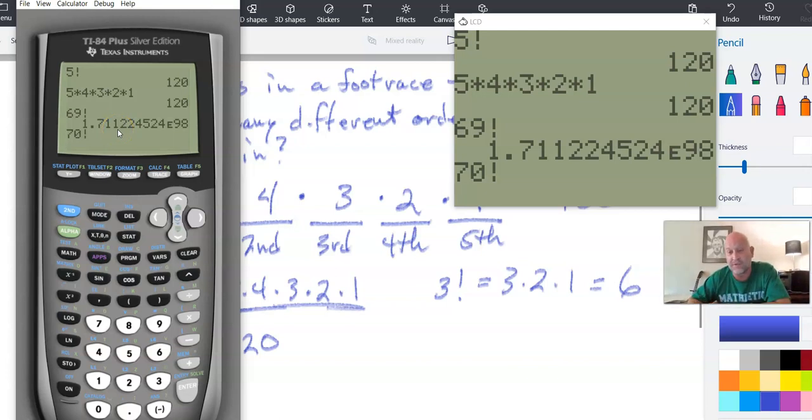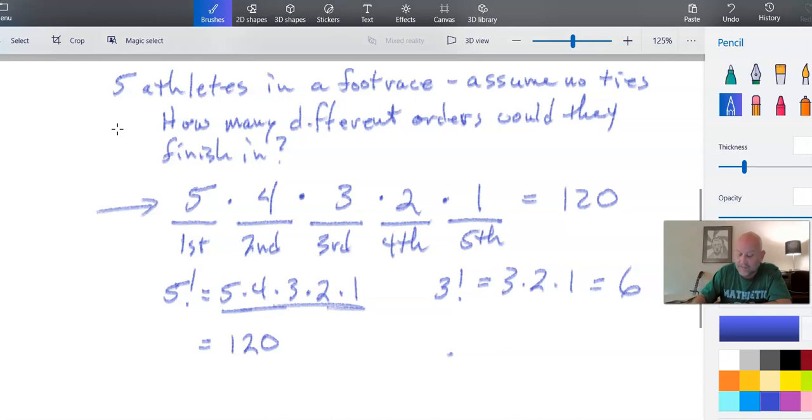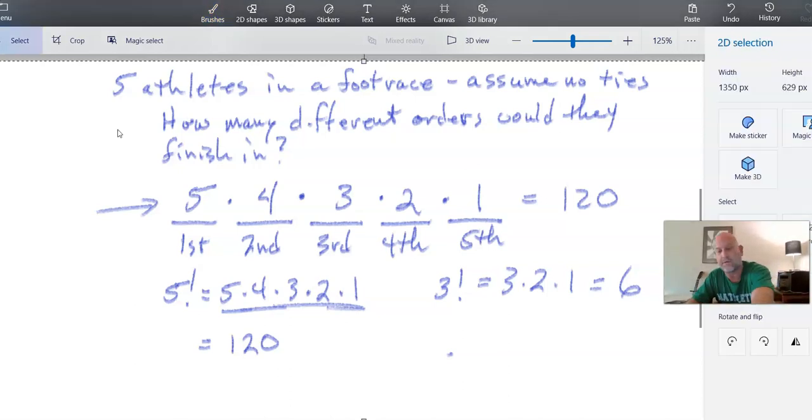You want to be able to do this. You're going to need this for the next exam. So if you can't find it on your calculator, definitely come and see me so that I can explain it to you, so I can help you find all that stuff. All right. Okay, so that's the multiplication principle. So let's go ahead and clear this out.